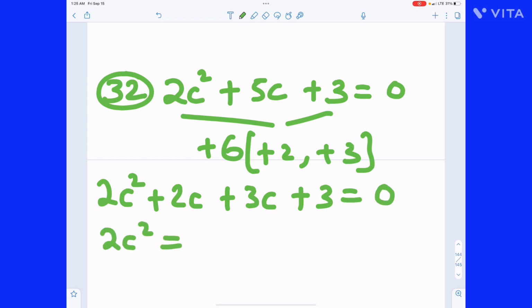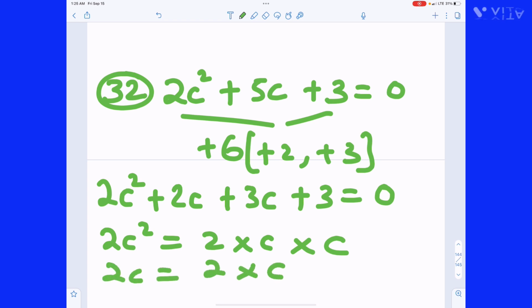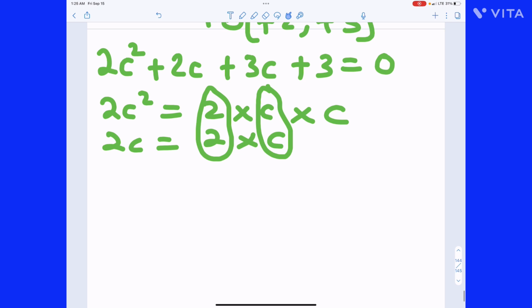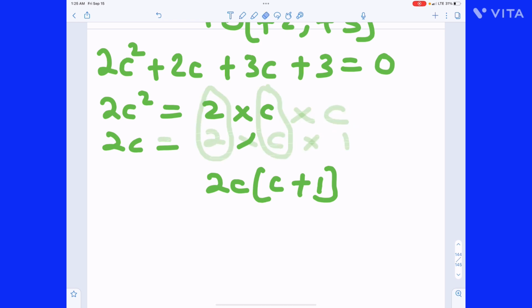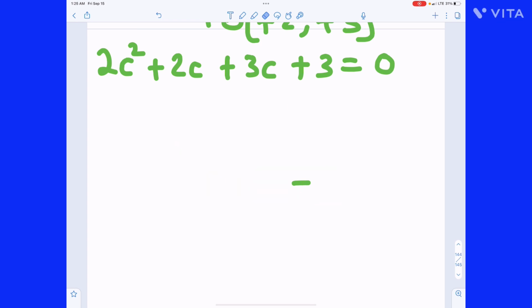Now 2c squared quickly is 2 times c times c. I'm not supposed to do this for you anymore, but I'm just trying to be nice. So my common factors are c and 2. So I can add 1 here so that I can have c plus 1 left. So my common factor is 2c, and in the first term I have c left, in the second term I have plus 1 left. That one is positive, so I'll put 1 behind it. That gives me 2c open bracket c plus 1.